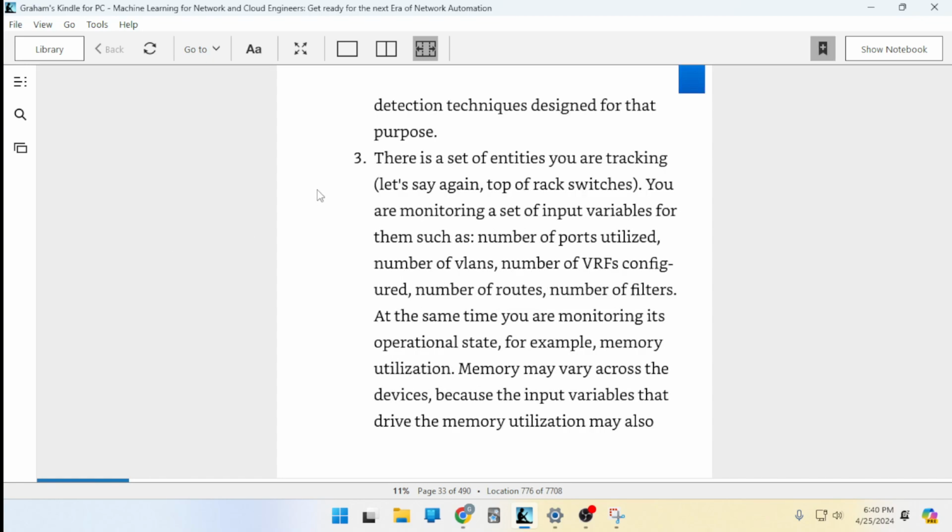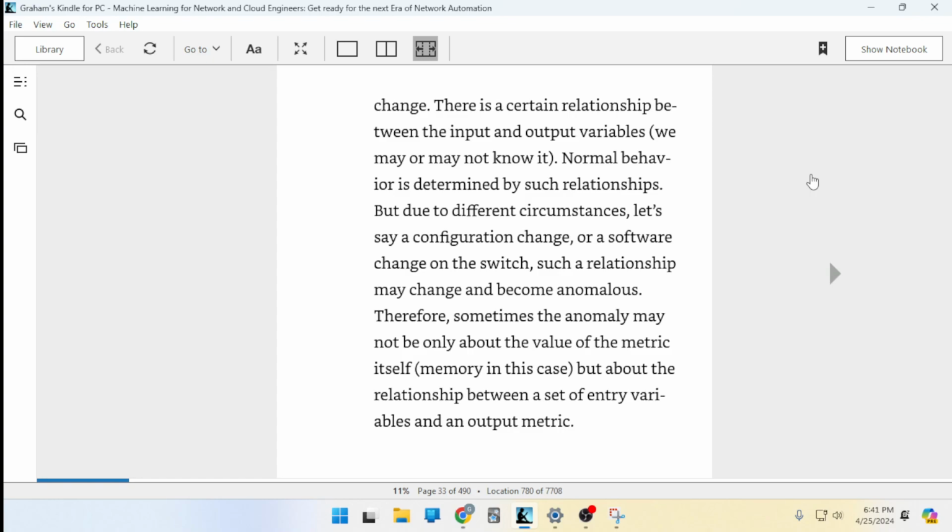There is a set of entities you are tracking. Let's say again, top of rack switches. You are monitoring a set of input variables for them, such as number of ports utilized, number of VLANs, number of VRFs configured, number of routes, number of filters. At the same time, you are monitoring its operational state, for example, memory utilization. Memory may vary across the devices because the input variables that drive the memory utilization may also change. There is a certain relationship between the input and output variables. We may or may not know it. Normal behavior is determined by such relationships.